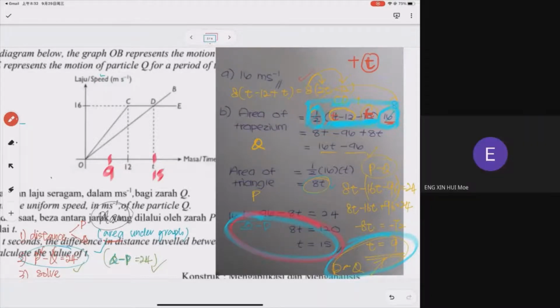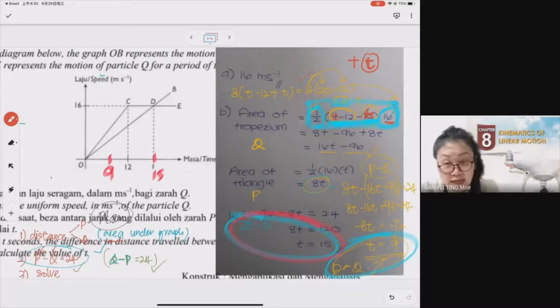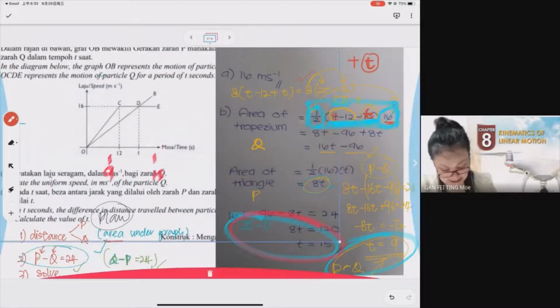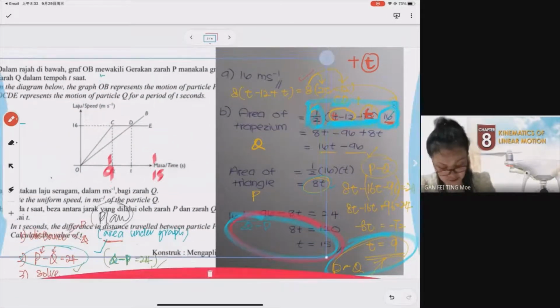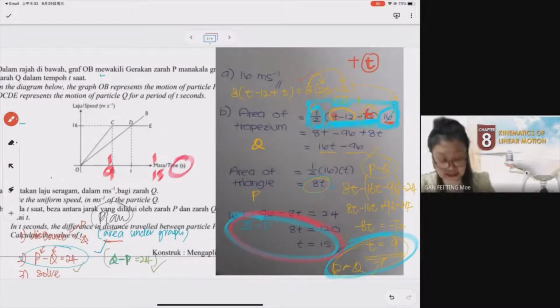Yes. So for 15, by right, you should add in your unit as well, in seconds. You have to add in your unit, seconds.